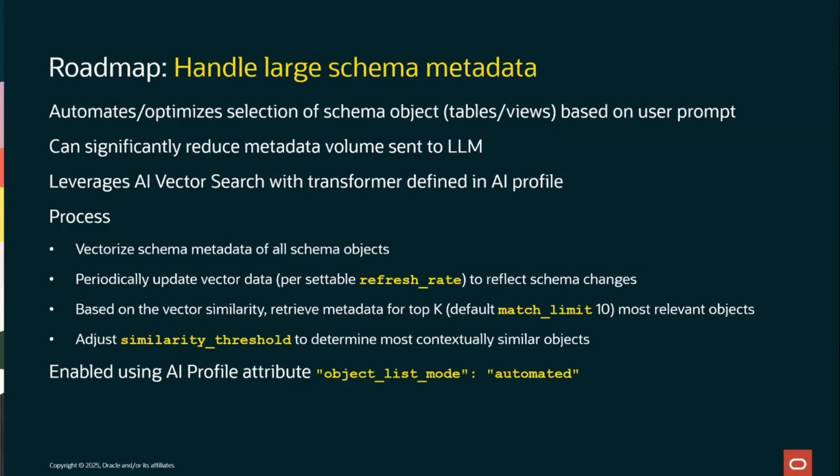So essentially, Select AI is going to vectorize the metadata of your schema, which can also be automatically updated to reflect schema changes per a settable refresh rate. Now, based on vector similarity, Select AI retrieves the metadata for the most relevant schema objects. And you can adjust the number of tables you'd like considered along with the similarity threshold. And this will be enabled in your AI profile using the object list mode set to automated.